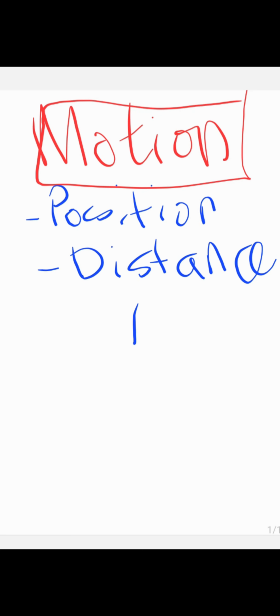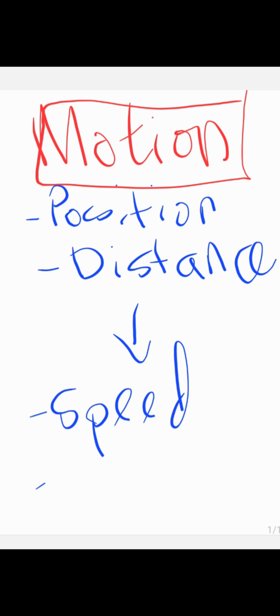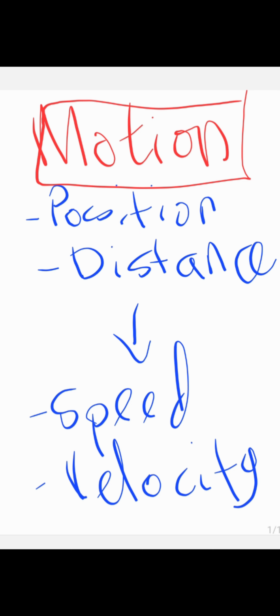Of course, as we advance our knowledge under mechanics, motion of objects, we will start to introduce ourselves to things such as speed, things such as velocity, and we will perhaps talk about acceleration as well. Now, here we have position and distance. Those are physical quantities. My question is, can you identify whether they are scalar quantities or vector quantities? I wonder.